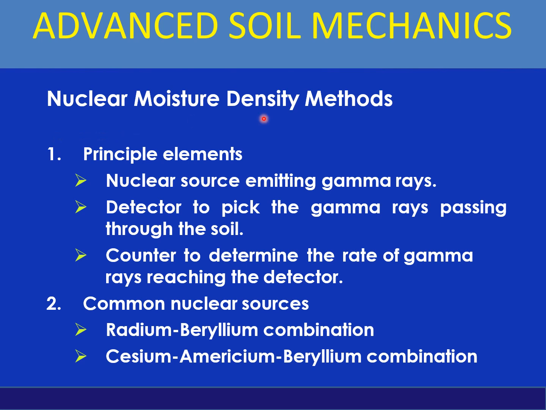In the nuclear moisture density method, the principal elements are a nuclear source emitting gamma rays, a detector to pick up the gamma rays passing through the soil, and a counter to determine the rate of gamma rays reaching the detector. Common nuclear sources: radium-beryllium combination, cesium-americium-beryllium combination. So these are the combinations which are available.